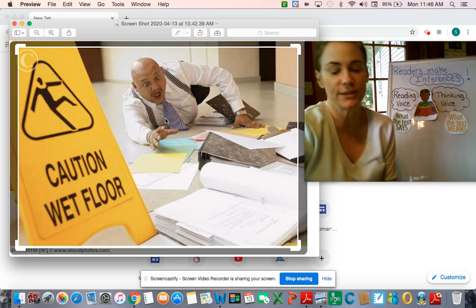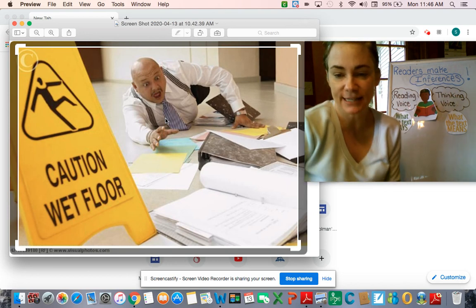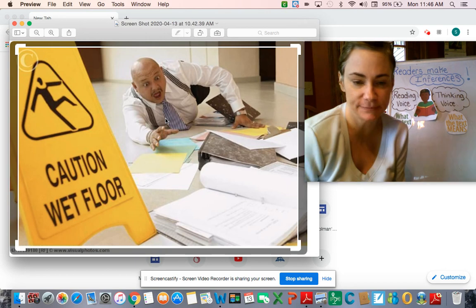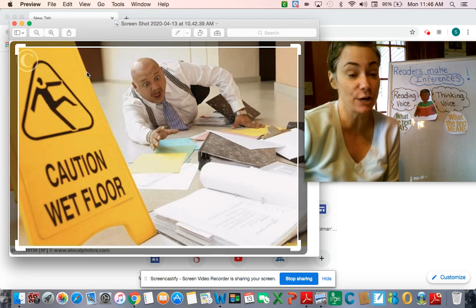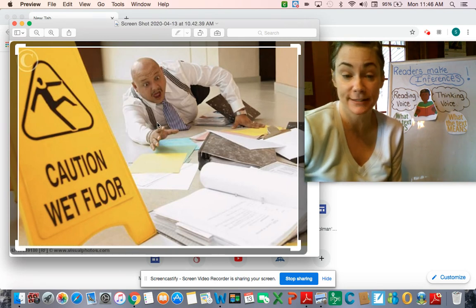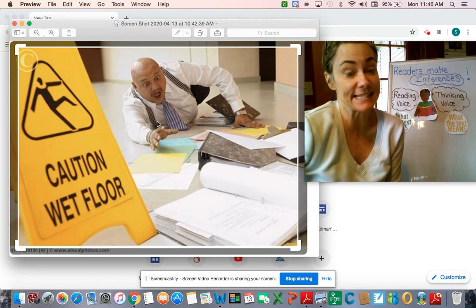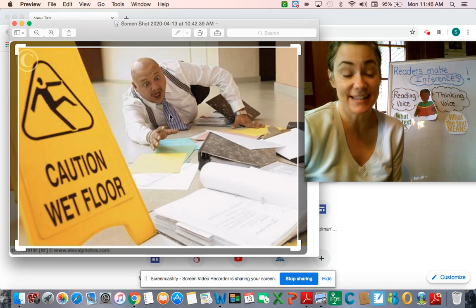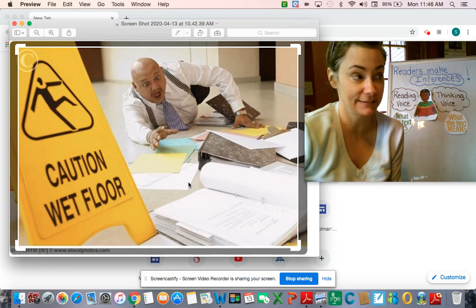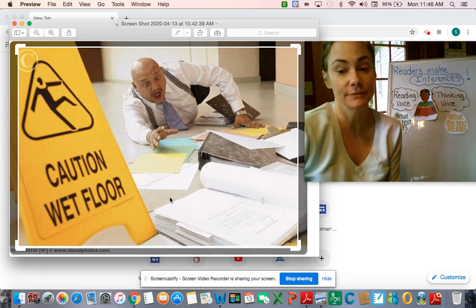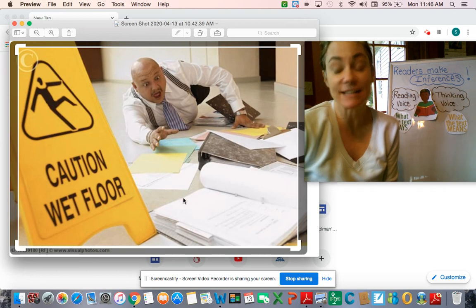So what do we think happened? Go ahead and think in your brain or tell a grown-up what happened here. Do you think that this man was being careful or showing caution? Maybe he didn't see the sign. And so what happened to the man? Yes, he fell. And what happened to his papers because he fell? Yes, he fell down and he dropped all of his papers all over the floor.